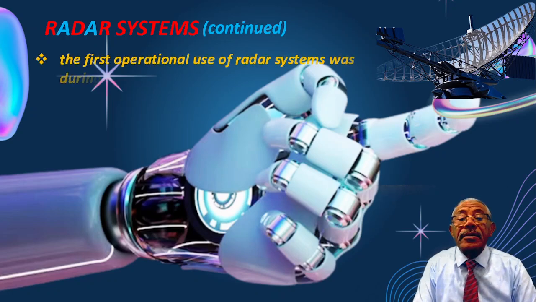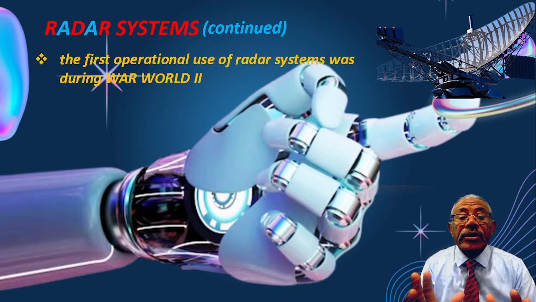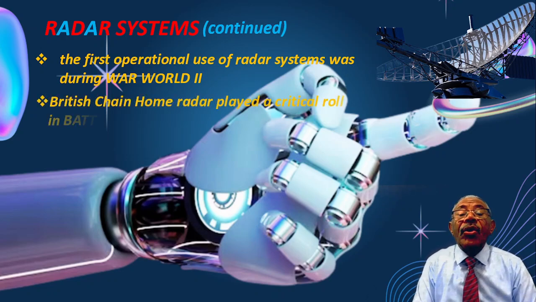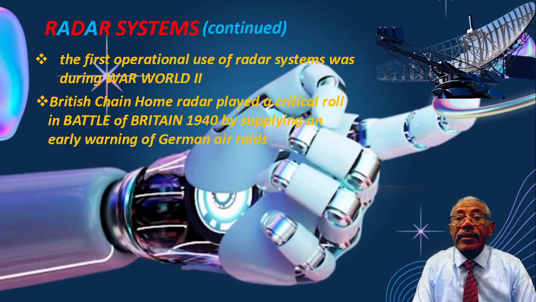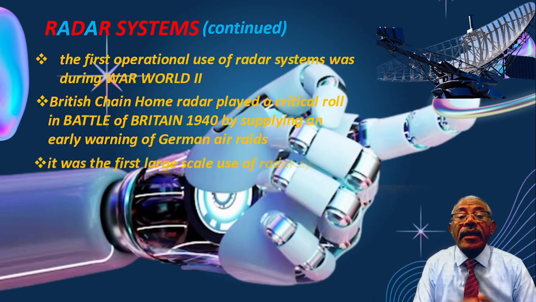The first operational use of radar systems was during World War II. The British Chain Home radar played a critical role in the Battle of Britain in 1940 by supplying an early warning of German air raids. It was the large-scale use of radar systems.